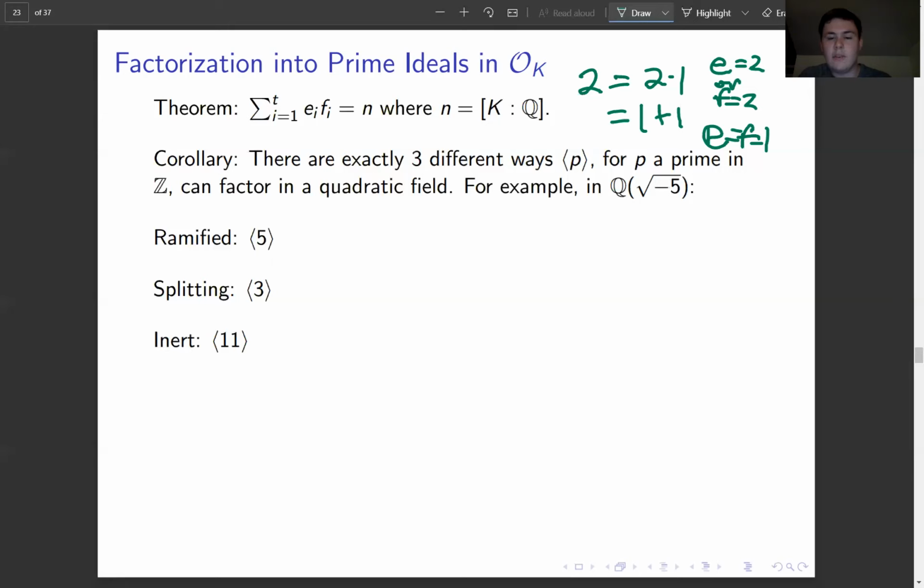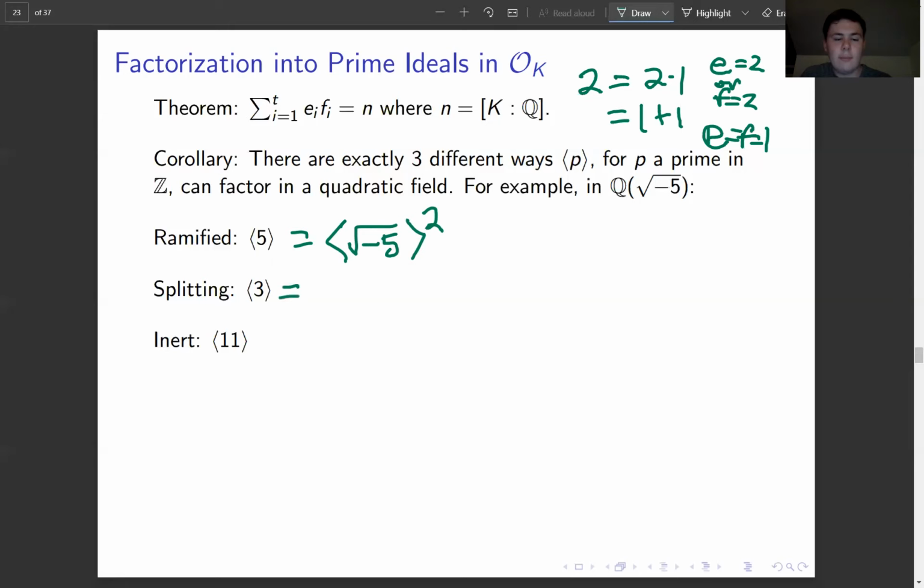So for example, in the quadratic field Q adjoin root negative 5, we have that the ideal generated by 5 factors as the ideal generated by root negative 5, squared. And when we have a prime ideal squared, we call that ramified. We say 5 is ramified in K, in this field.